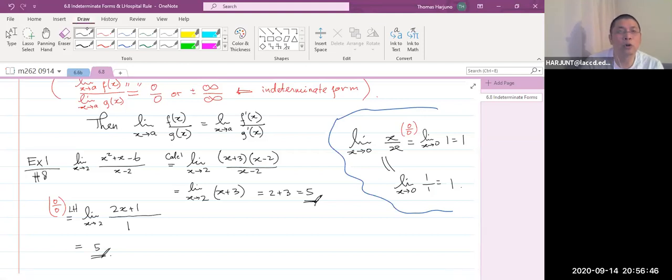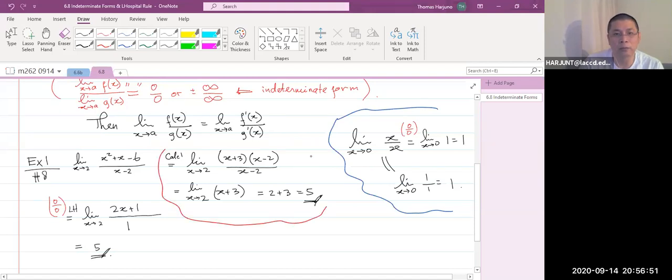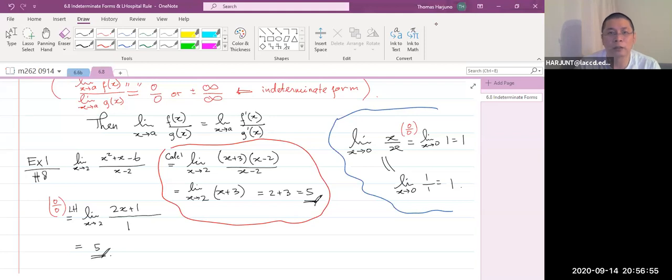Now the thing is, not in all cases is it factorable, but we may still be able to find the result using L'Hopital's rule. Why couldn't we use this method previously? Well, because this is the first time you learn it. 6.8, you cannot apply that to 6.6.